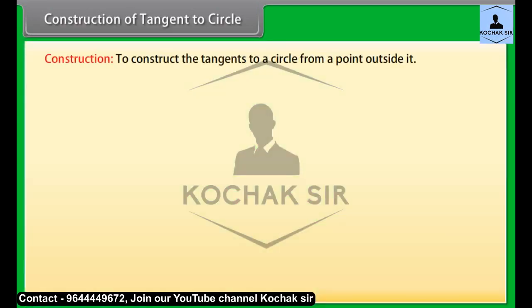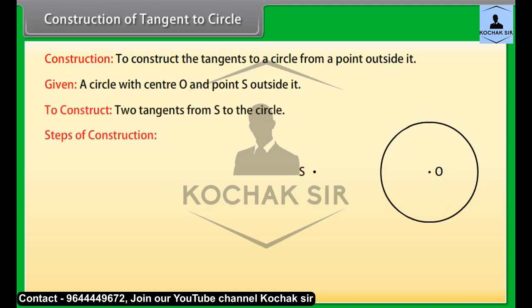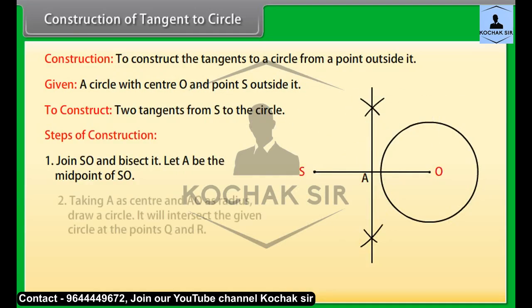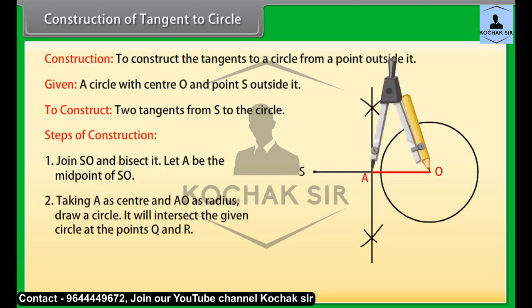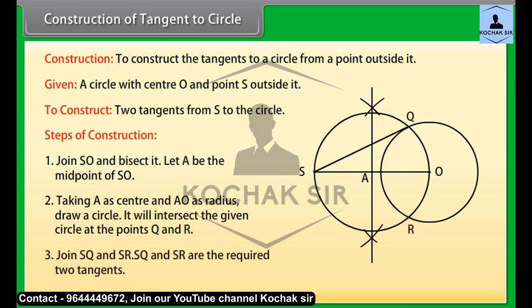Construction. To construct the tangents to a circle from a point outside it, we are given a circle with center O and a point S outside it. We have to construct the two tangents from S to the circle. Steps of construction. Join SO and bisect it. Let A be the midpoint of SO. Taking A as center and AO as radius, draw a circle. It will intersect the given circle at the points Q and R. Join SQ and SR. SQ and SR are the required two tangents.